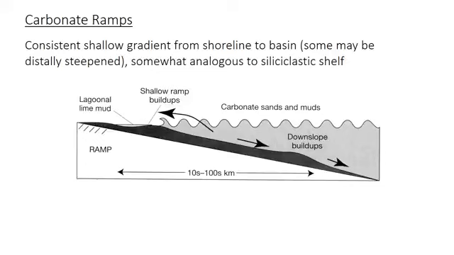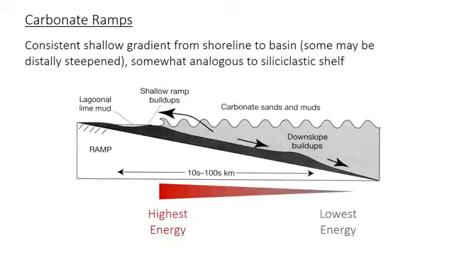So the distribution of energy is also pretty similar. Distal and deeper parts of the ramp have the lowest energy, and energy increases to a maximum in the shallow nearshore environment where the waves are breaking.